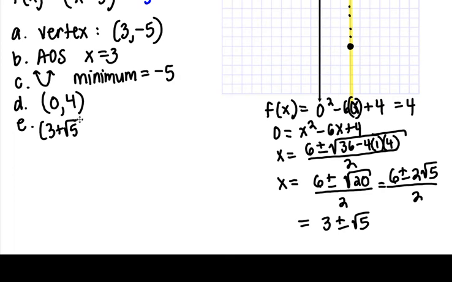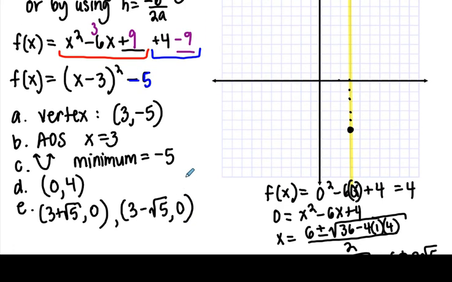3 plus the square root of 5, comma 0, and 3 minus the square root of 5, comma 0. Now the square root of 5 is 2 something. So 3 plus 2 something is about 5 something. So 1, 2, 3, 4, 5 something. Reflect it over. A little bit more than 2 to the right, so a little bit more than 2 to the left. And 3 minus 2 something is between 0 and 1. So that makes sense.